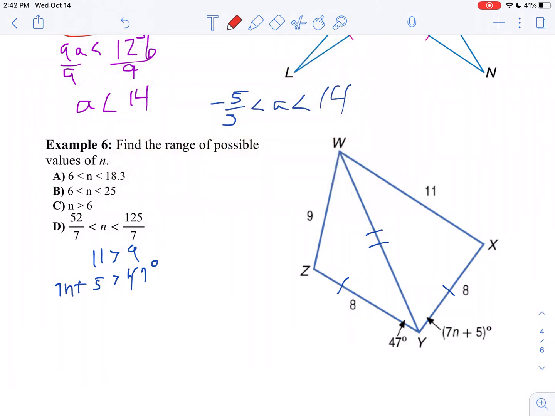Now let's do the algebra. Let's subtract 5 from both sides. So we get 7n is greater than 42. Divide both sides by 7. N is greater than 6.